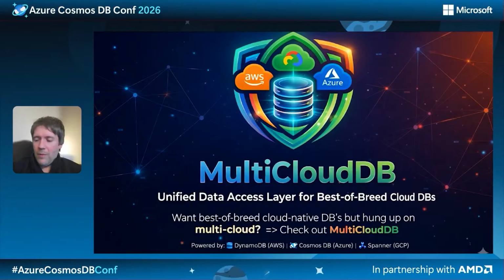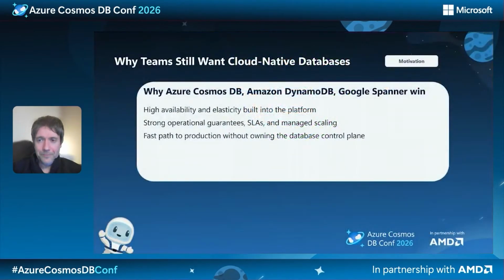But before I go into that, before I talk about what that does, I want to set some context here. So why do teams still want cloud-native databases? Of course, databases like Azure Cosmos DB, Amazon DynamoDB, Google Spanner are still very highly sought after. They offer high availability and elasticity built from the ground up in those platforms. These platforms are built to exploit cloud core properties in those environments.